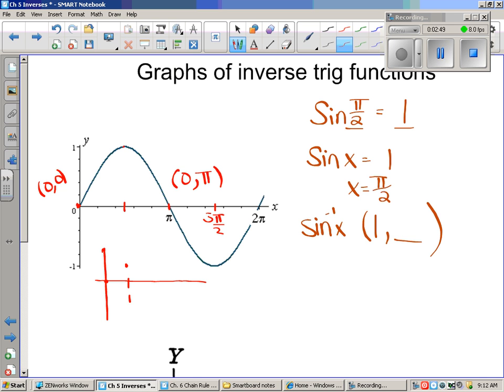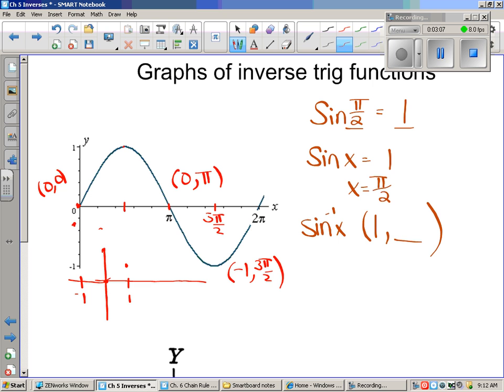And that is, of course, -1. So it would become -1, 3 pi over 2. So -1 would be over here, and 3 pi over 2 would be up to here, right? And so let's say it's -1, 3 pi over 2, mapping that coordinate.